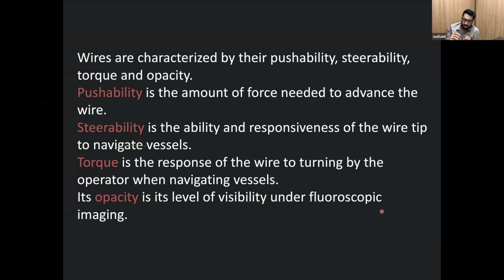And torque is another thing. If I rotate a guide wire at one end, the other tip of the guide wire should rotate in the same quantity and the same proportion. If it is seen in the same proportion, this is known as torqueability. If the guide wire has one-to-one torqueability, like I have rotated 180 degrees at the tip in my hand and the distal tip of the guide wire is also rotated by 180 degrees, then it is the ideal one, and it defines the torqueability.